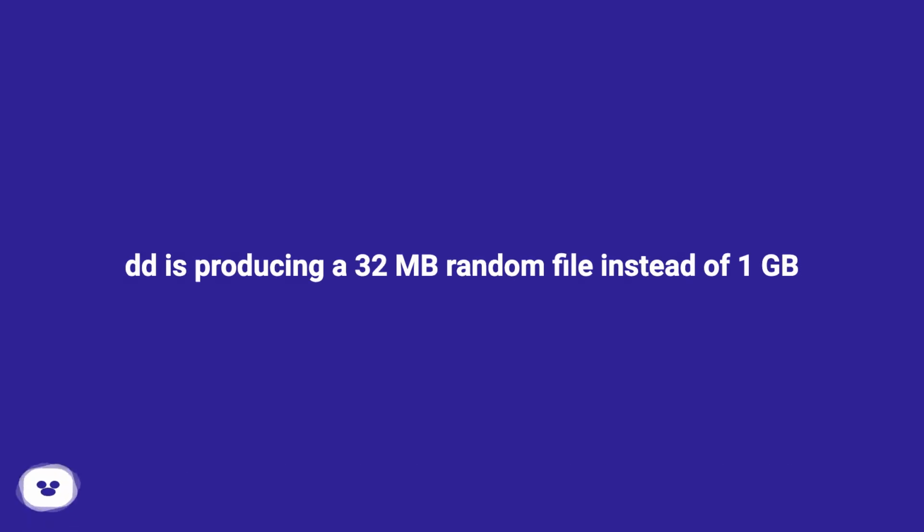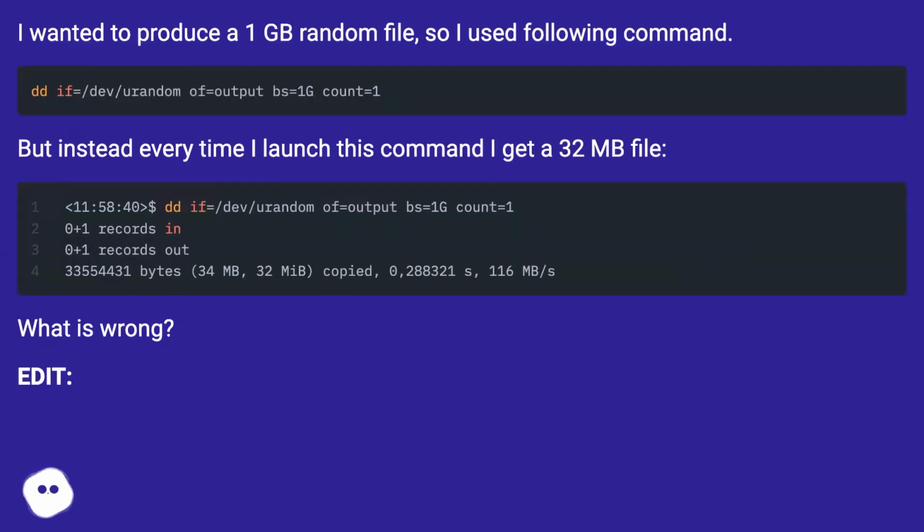dd is producing a 32 MB random file instead of 1 GB. I wanted to produce a 1 GB random file, so I used the following command. But instead, every time I launch this command I get a 32 MB file. What is wrong?